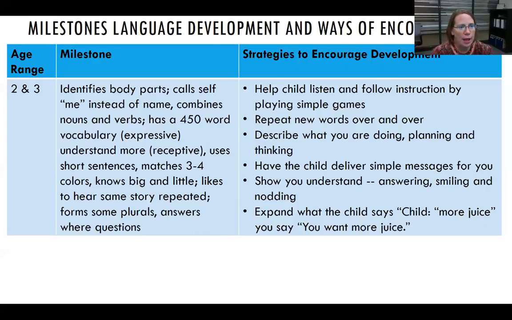So in the age range of 2 to 3, the milestones are they can identify body parts. They call the self me instead of a name. They can combine nouns and words. They have a 450 word vocabulary, so this is their expressive language. This is what they can say, but they understand far more. So their receptive language is higher. They can use short sentences. They can match 3 to 4 colors. They know the difference between big and little. They like to hear the same story repeated.